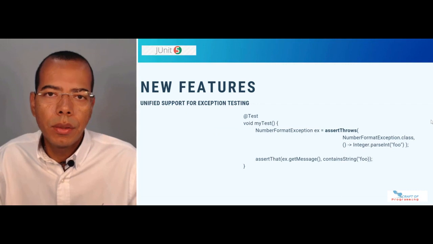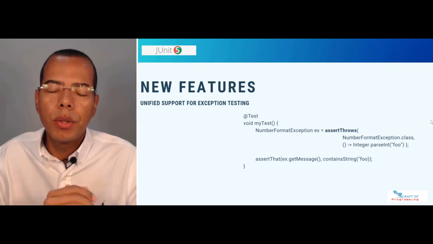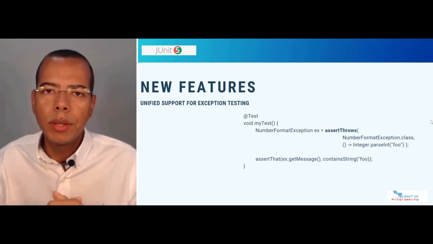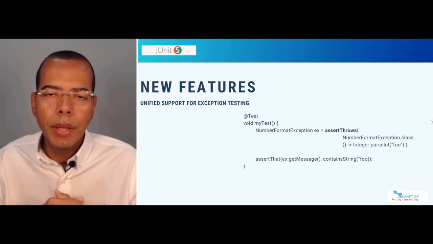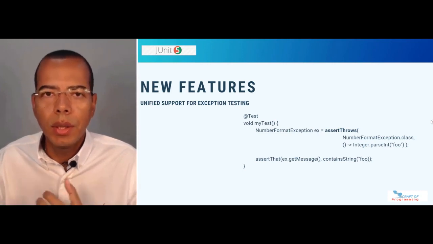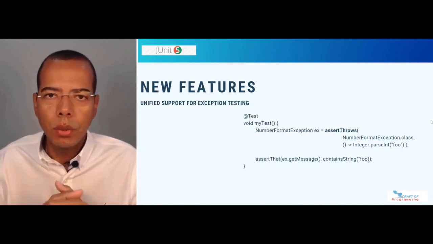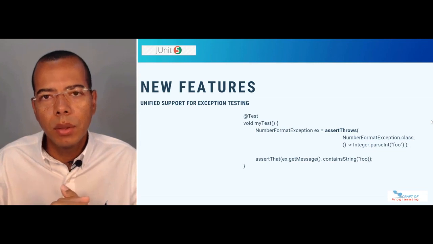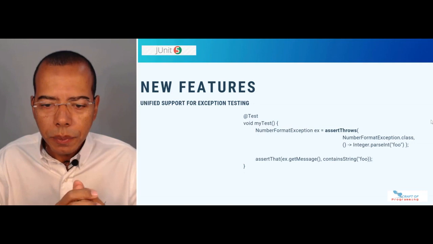The other one, which I think is also a big one, is the way exceptions are handled. If you recall, in JUnit 4 there were 3 ways to test exceptions. One is using the try-catch idiom, another is using an expected exception rule, and the other is just tagging the test with an exception that you would expect to be thrown in your test method.